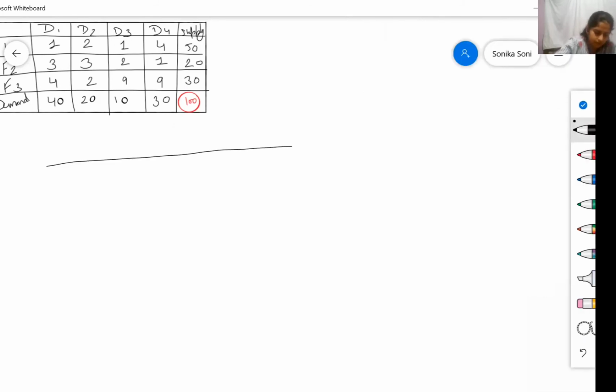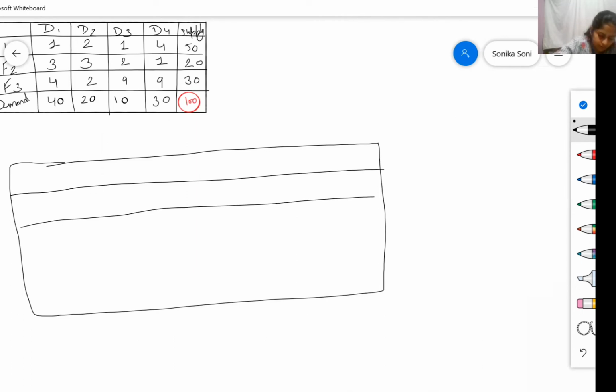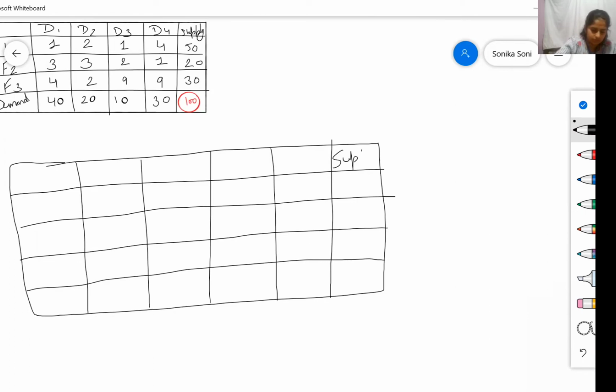We have here five rows and six columns. And we have demand, supply, and here we have demand.